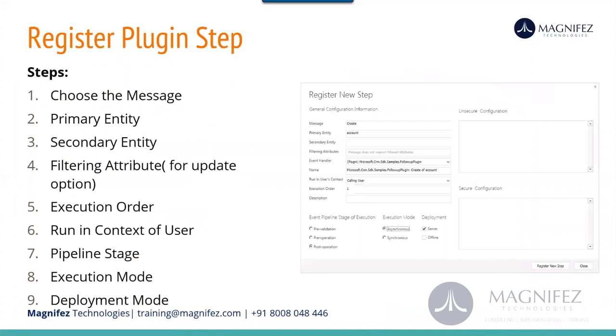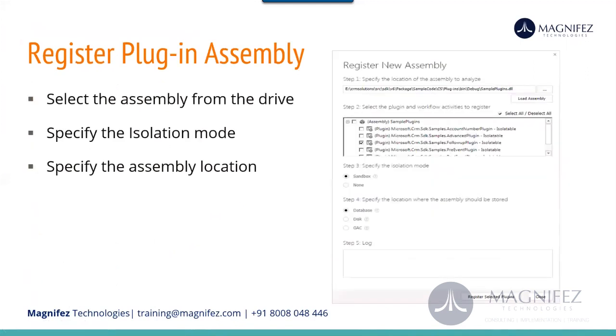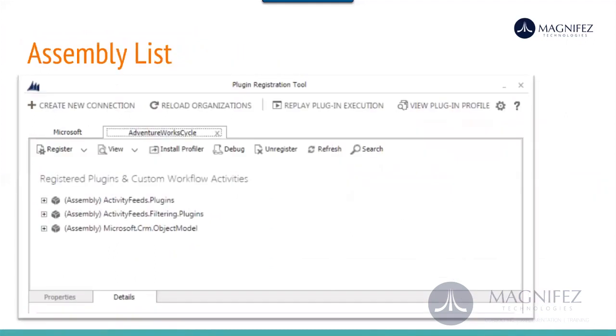If you can see this picture, you'll mention on which event or message, which entity it is. Those details you have to mention: the event, primary entity, secondary entity, filtering attribute. All this you have to mention. So basically you have to register two things. First one is the plugin assembly. Second thing is the plugin steps. Once you've done that, the registration is done. After that, you can test the plugin.